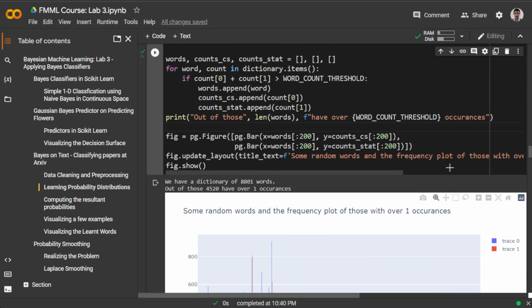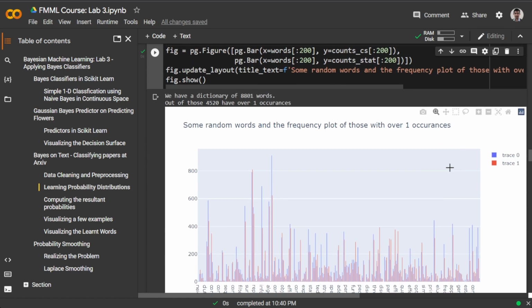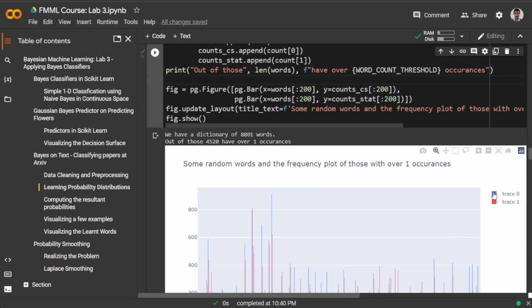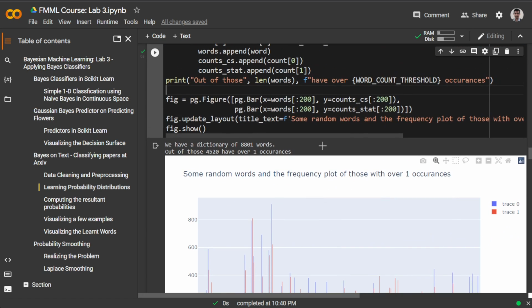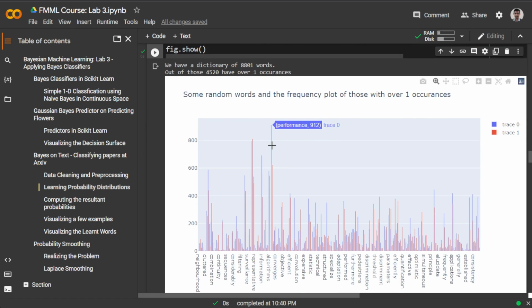So let's take a look over here. I think the first class, the blue class, is computer science and the red class is statistics, because these bars in order are CS and statistics. So let's take a look. So performance is a common word in computer science papers because a lot of computer science papers evaluate performance, whereas in statistics it's common but not as much. Similarly, if we take a look over here, information, then information occurs 691 times in computer science papers, whereas it occurs only 391 times in statistics papers.